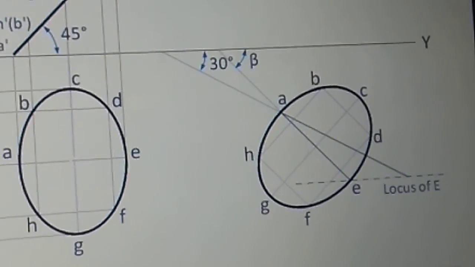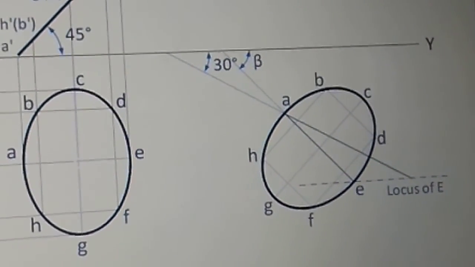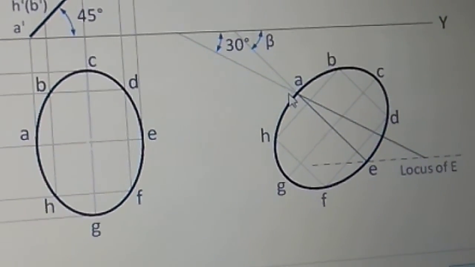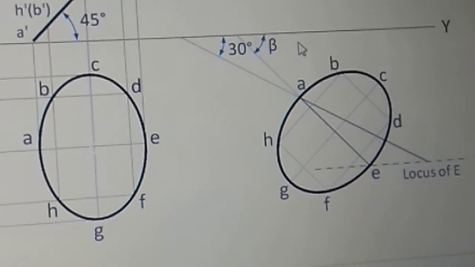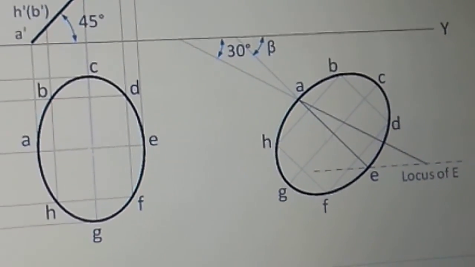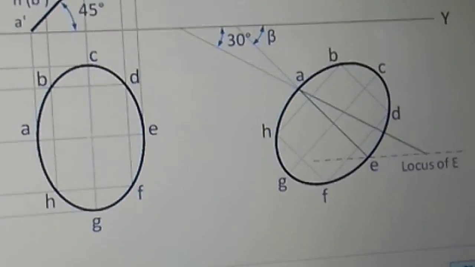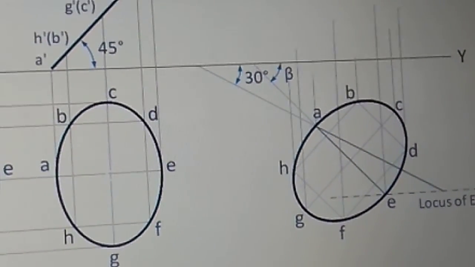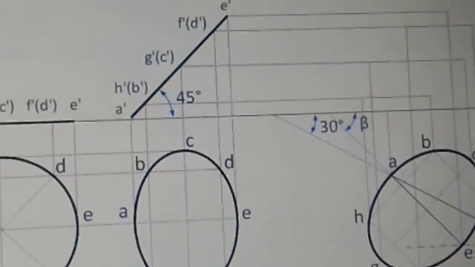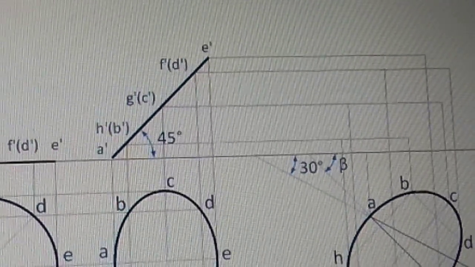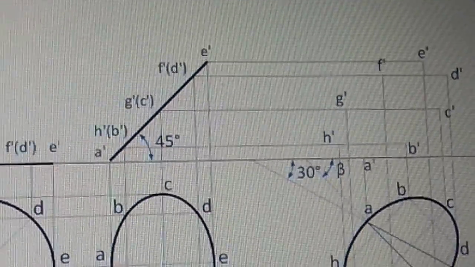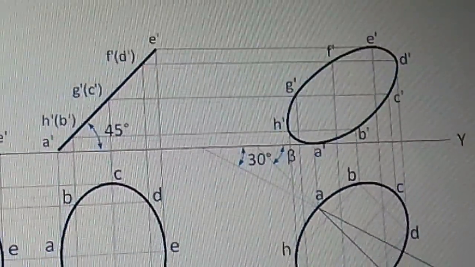Before drawing the projections of each point in the upward direction, you extend this line AE backward until it touches the XY line, name the angle as beta, and measure it. That is very important. Next you draw the projections upward and horizontal lines from the second position front view. You get intersecting points. Through those points you draw the ellipse.